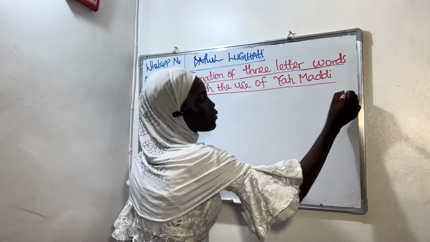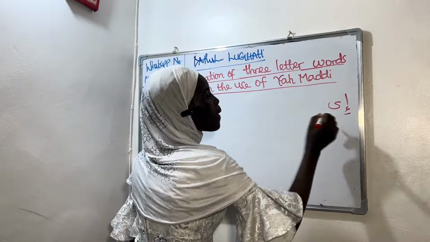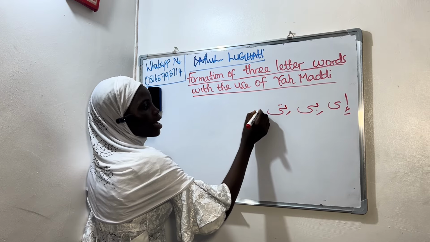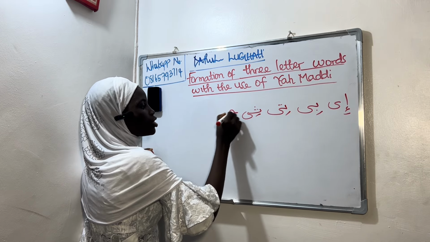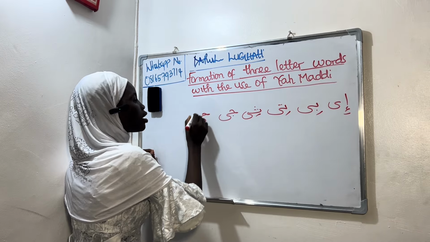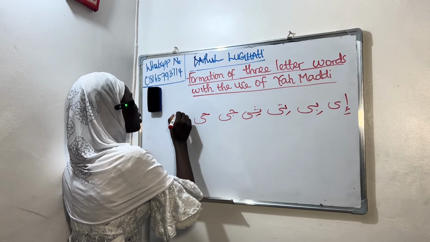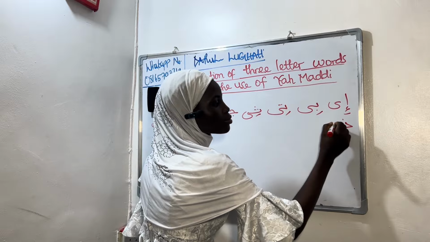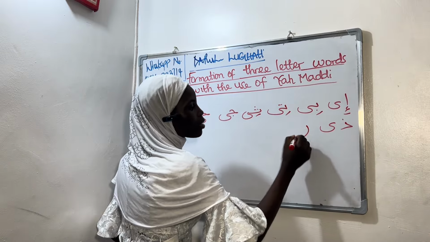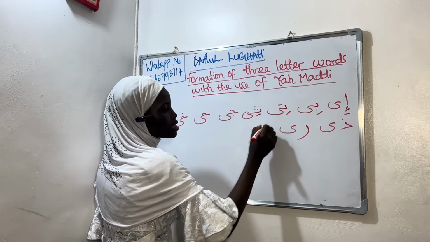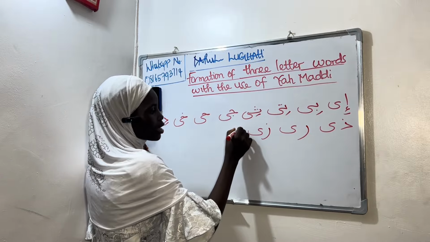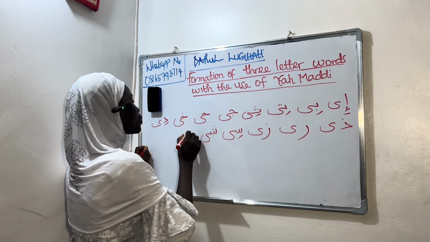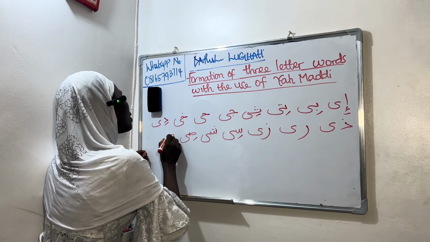Now we have Alif Kesra Yā Maddī, E; Ba Kesra Yā Maddī, B; Ta Kesra Yā Maddī, C; Fa Kesra Yā Maddī, C; Jim Kesra Yā Maddī, G; Ha Kesra Yā Maddī, Hi; Kha Kesra Yā Maddī, Khi; Dal Kesra Yā Maddī, D; Ra Kesra Yā Maddī, Ri; Zayin Kesra Yā Maddī, Z; Sin Kesra Yā Maddī, Si; Shin Kesra Yā Maddī, Shi; Shad Kesra Yā Maddī, Shi; Dal Kesra Yā Maddī, Di.